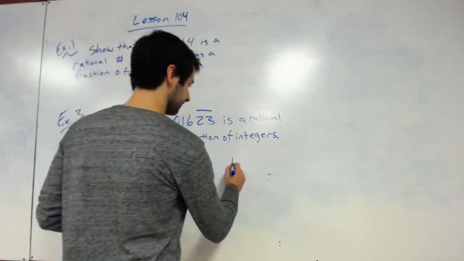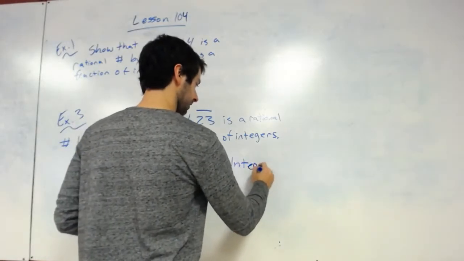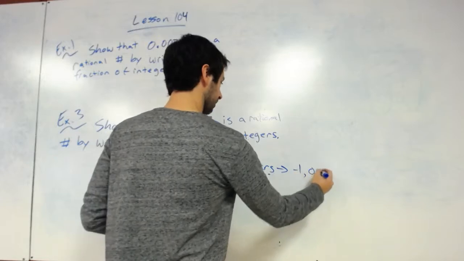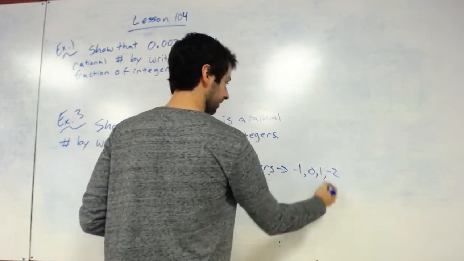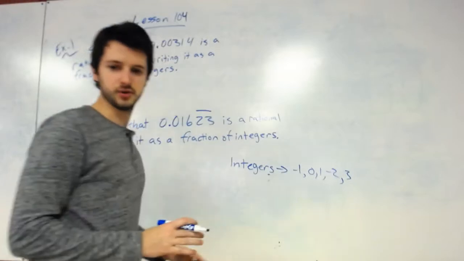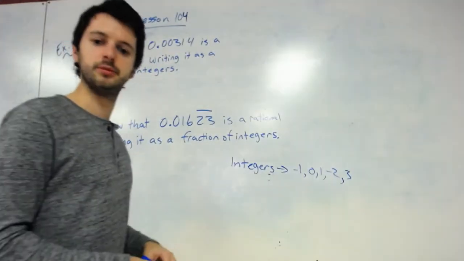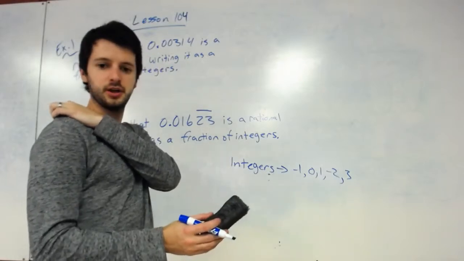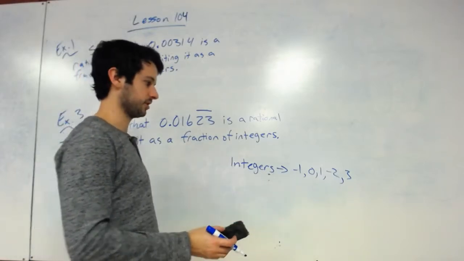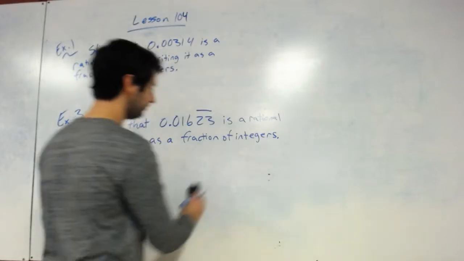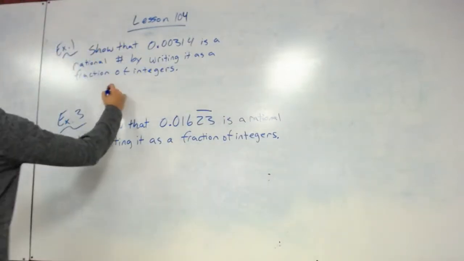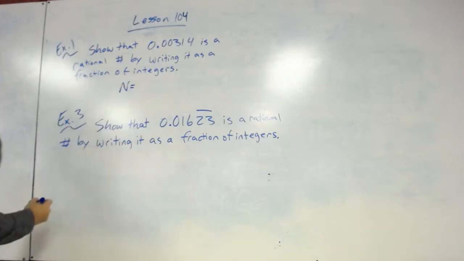Integers are -1, 0, 1, 2, -2, 3, any of those. Anything with a denominator of 1, and no decimals in the numerator. Those are integers. So we want to write this rational number as a fraction of integers.